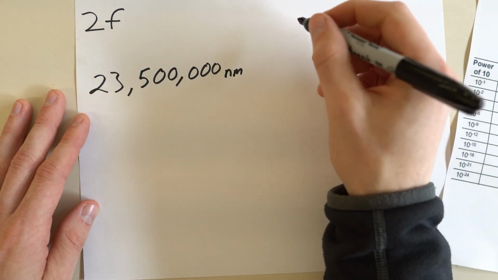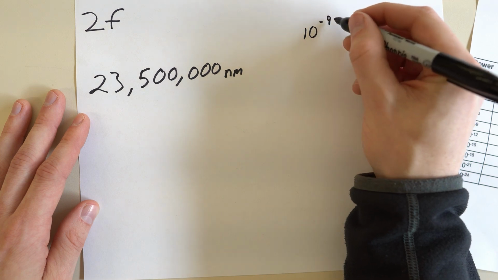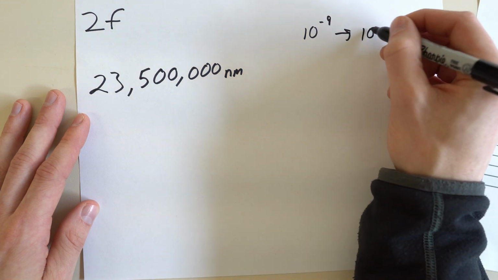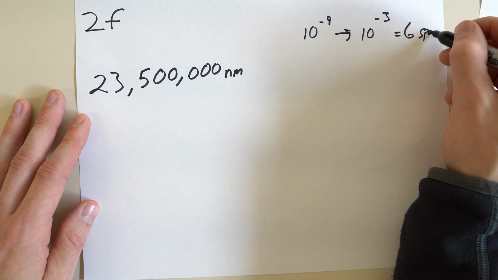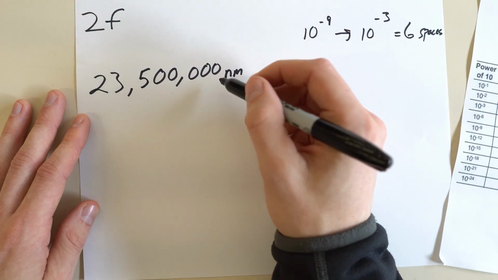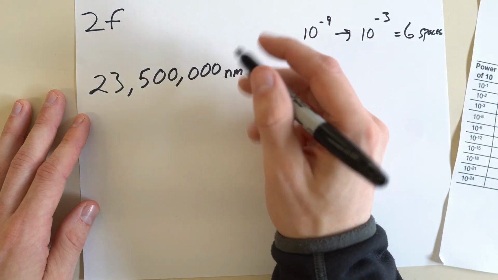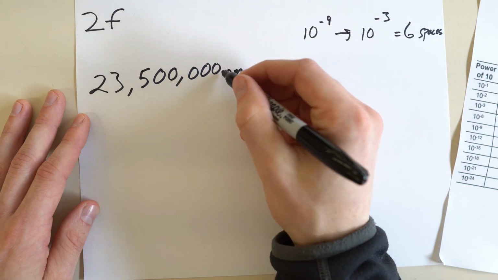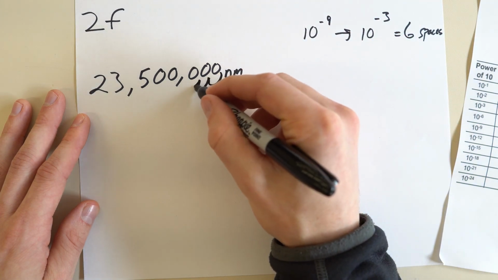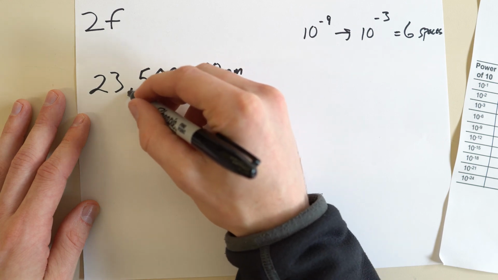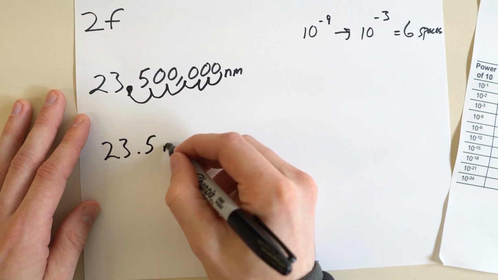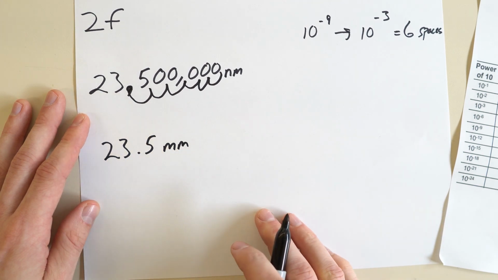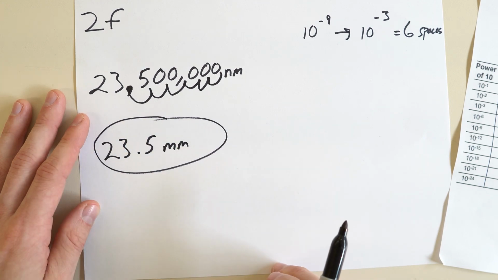So that means we have to move the decimal 6 places. We're going from 10 to the -9 power to 10 to the -3rd power, which equals 6 spaces. So I'm just going to take this, and since millimeters are larger than nanometers, the number is going to get smaller. So I'm going to go 1, 2, 3, 4, 5, 6. The new decimal is going to go here, so 23.5 millimeters is our answer for 2F.